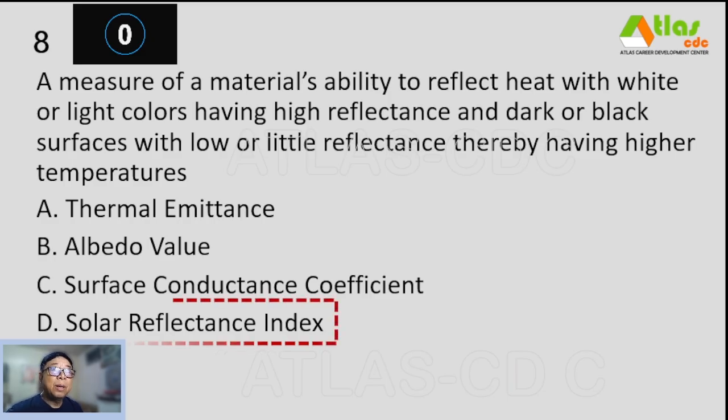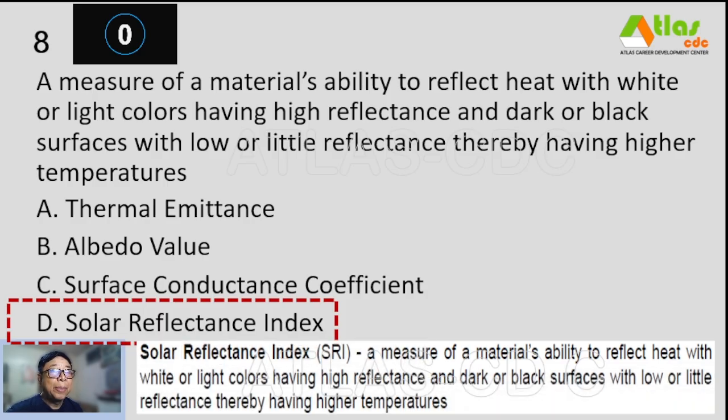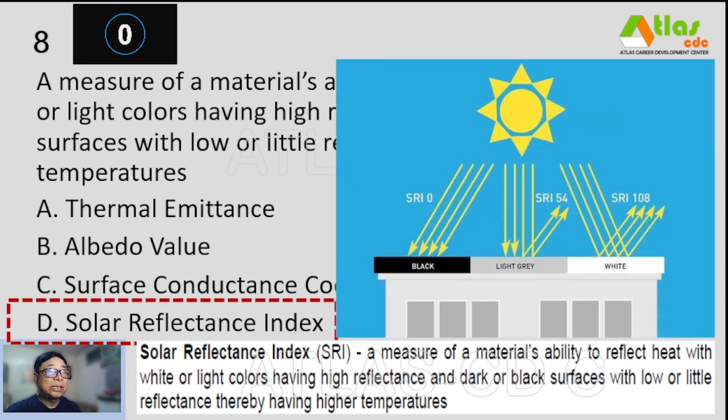And our correct answer is letter D, Solar Reflectance Index. According to the Philippine Green Building Code, Solar Reflectance Index, SRI, is a measure of a material's ability to reflect heat, with white or light colors having high reflectance, and dark or black surfaces having low or little reflectance, thereby having higher temperature. So yung black is SRI 0, while yung white is a very high SRI of 108.